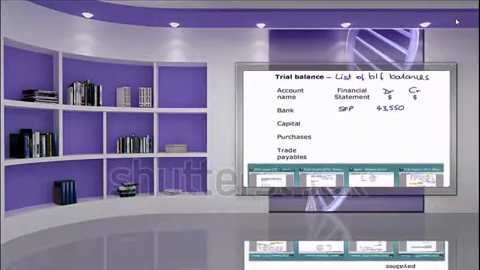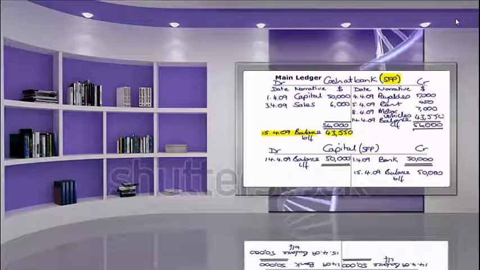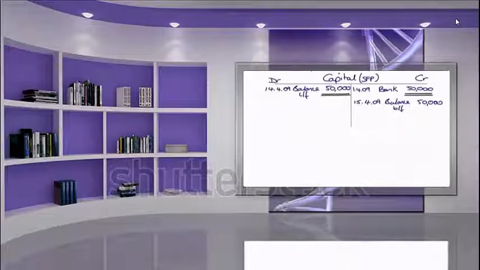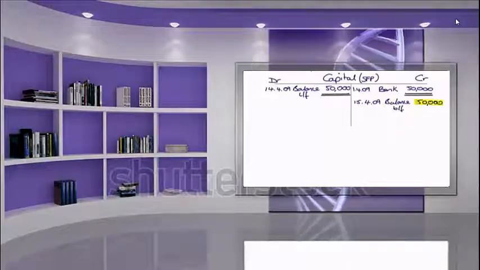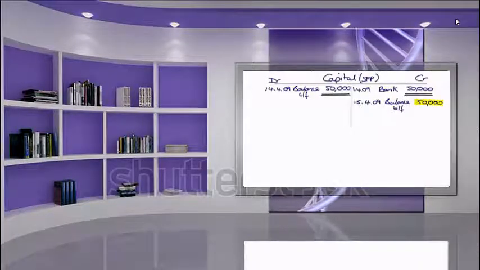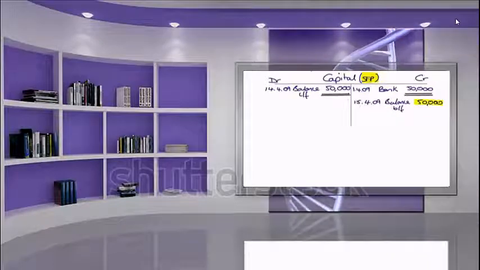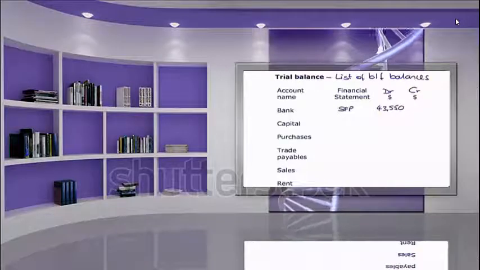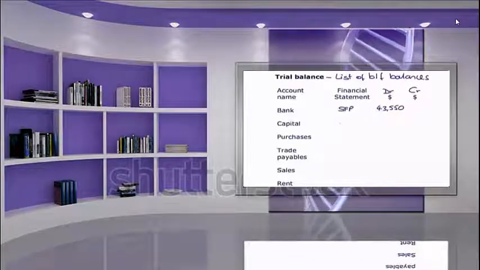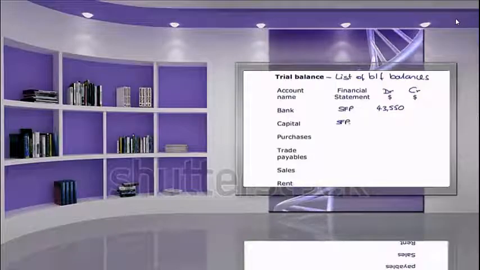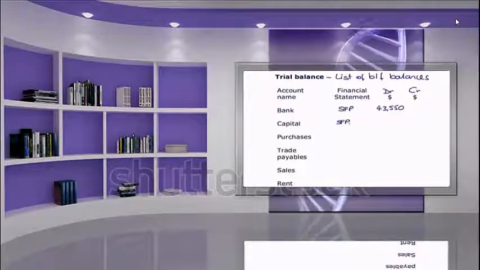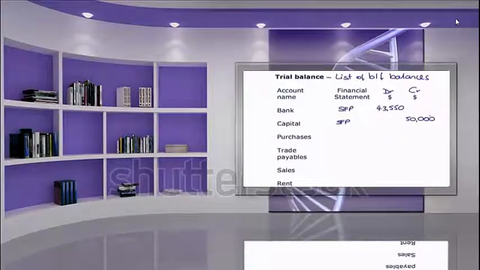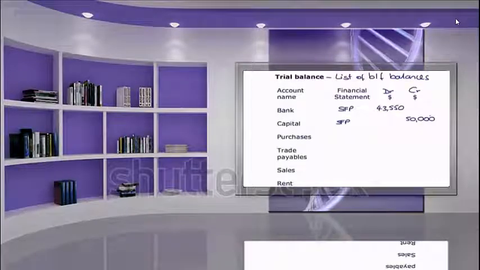So going back to our main ledger, our next account was the capital account. And the capital account was $50,000 balance brought forward on the credit side. And again, we already know that that's an SFP account. So let's proceed. In our trial balance, next to capital, the account name, it goes into the statement of financial position, SFP, and that's going on the credit side of $50,000. Okay, and we'll proceed and continue on.